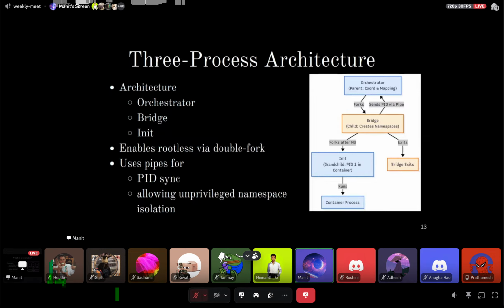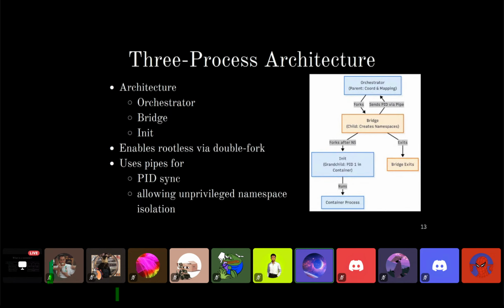Right. So let's talk about this three process architecture which we are utilizing. In this, we have three separate processes: the orchestrator, the bridge, and the init. The orchestrator mainly handles the orchestration of literally the entire thing. Meanwhile, the bridge is utilized to set up the namespaces and the isolation, while the init process is the actual container that has been created.